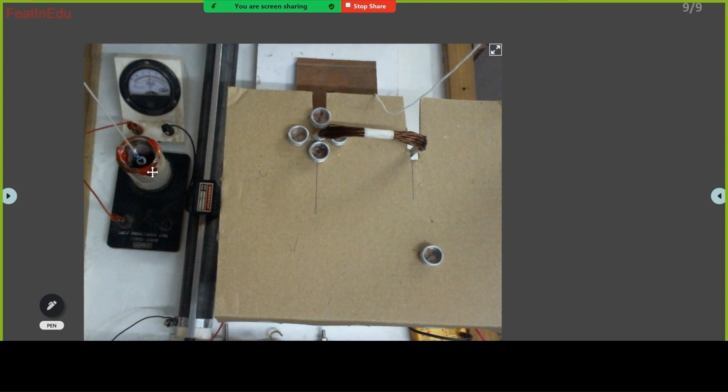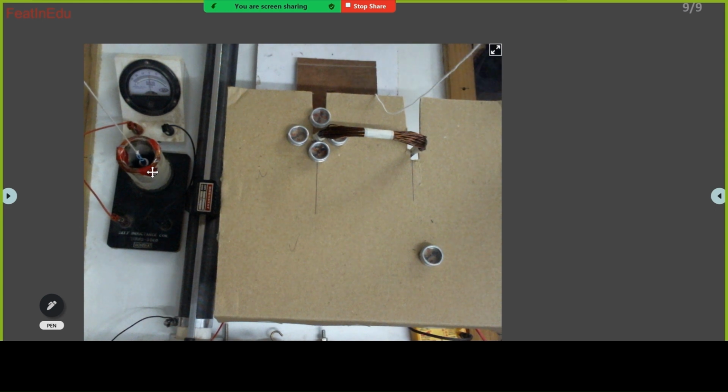Now if I pull it out, I have pulled this magnet outside, so there is no magnetic field linking the coil. The moment I release my hand, the magnetic field linked the coil, and you saw that it deflected to the left and came back. Did you see that?